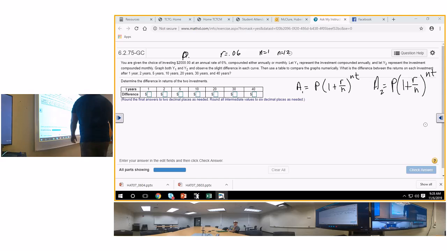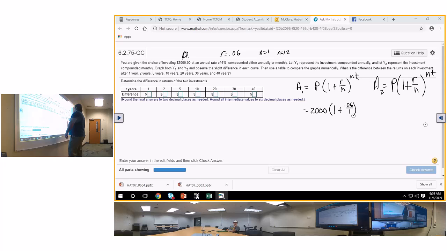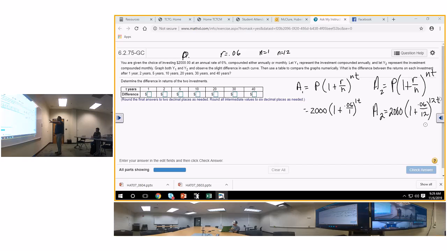So I'm going to start you off. A sub 1 equals 2,000 times 1 plus 0.06 divided by 1 to the 1t power. A sub 2 is equal to 2,000 times 1 plus 0.06 over 12 raised to the 12t power. Now all you need to do is condense what's inside the parentheses.